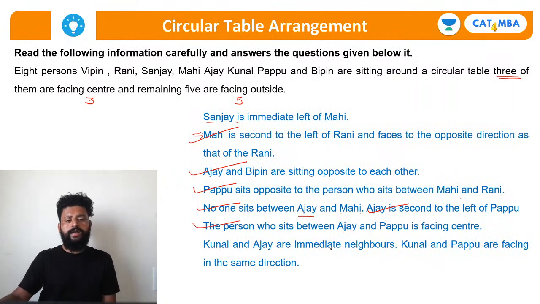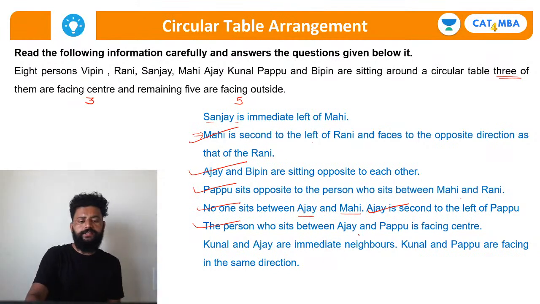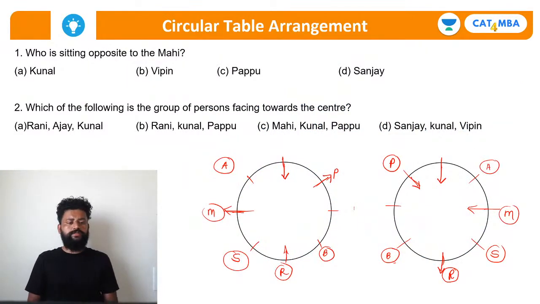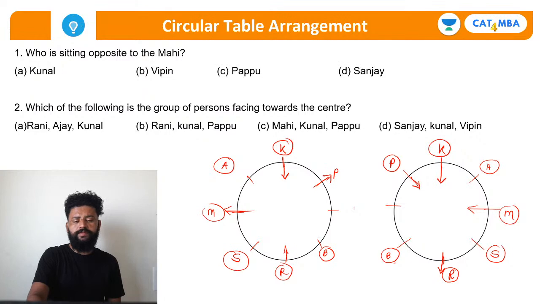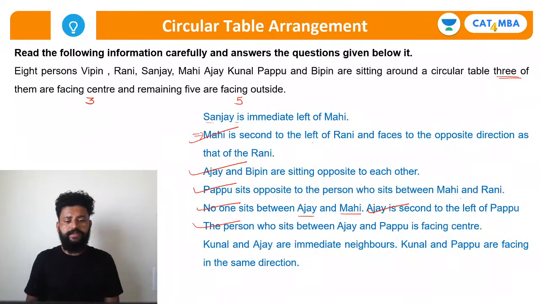Okay. The next thing, Kunal and Ajay are immediate neighbors. So the important clue now. Kunal and Ajay are immediate neighbors. So where is Ajay? The immediate neighbor must be Kunal. So this person is Kunal who is facing center. We have got it, guys. But the problem is we still have two possibilities and we are close to finishing it, but still we haven't got which one of the possibilities is correct. Okay, let's try.